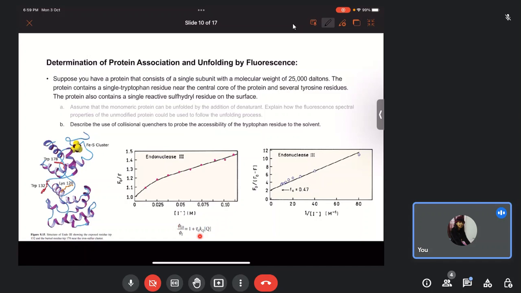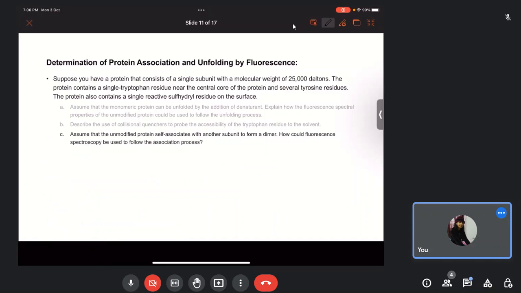By following this and fitting it to a Stern-Volmer equation, you will be able to find out what is the surface accessibility of the tryptophan residue to the solvent. So this is one of the methods that you can use to find the surface accessibility of a tryptophan residue to the solvent or to any other conditional quenchers in the solvent.